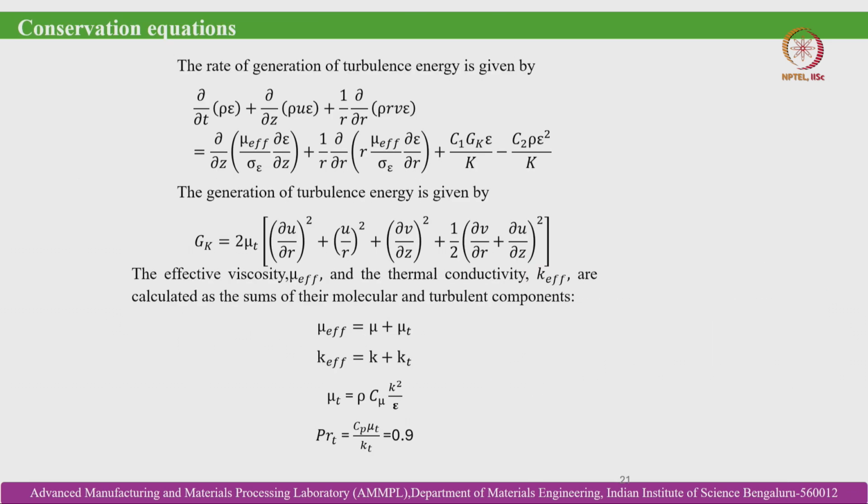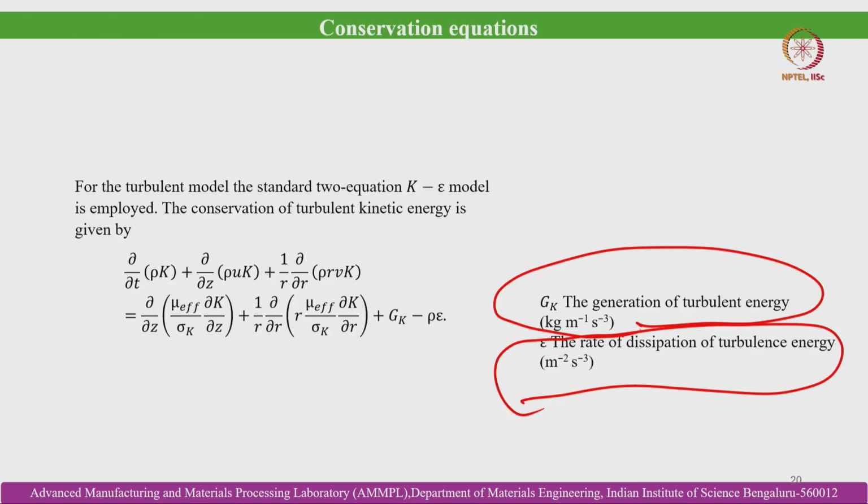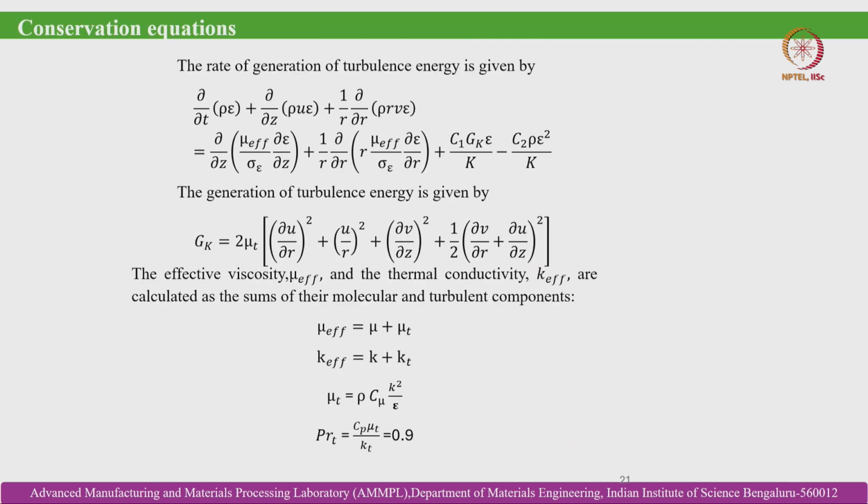Okay. So the rate of dissipation of turbulence energy is given by this expression: del del T of rho epsilon plus del del Z of rho U epsilon plus 1 by R del del R of rho R V epsilon. We have already defined epsilon as the rate of dissipation of the turbulence energy. This is equal to del del Z of mu effective by sigma epsilon into del epsilon by del Z plus 1 by R del del R of R mu effective by sigma epsilon into del epsilon by del R plus C1 G K epsilon by K minus C2 rho epsilon square by K.